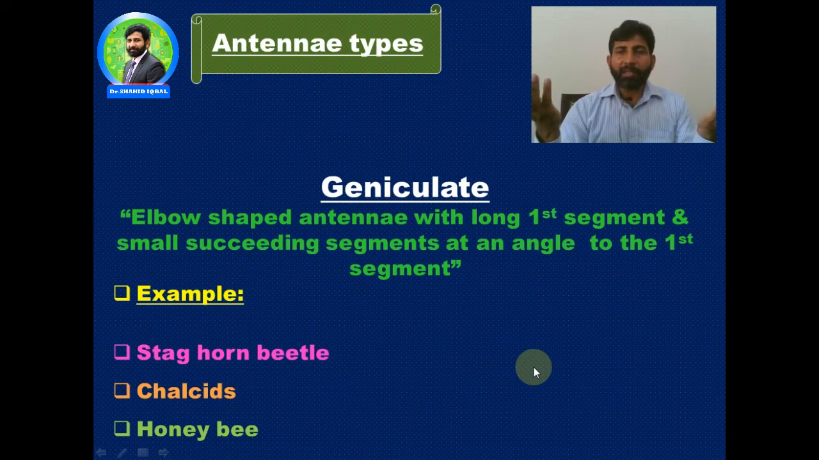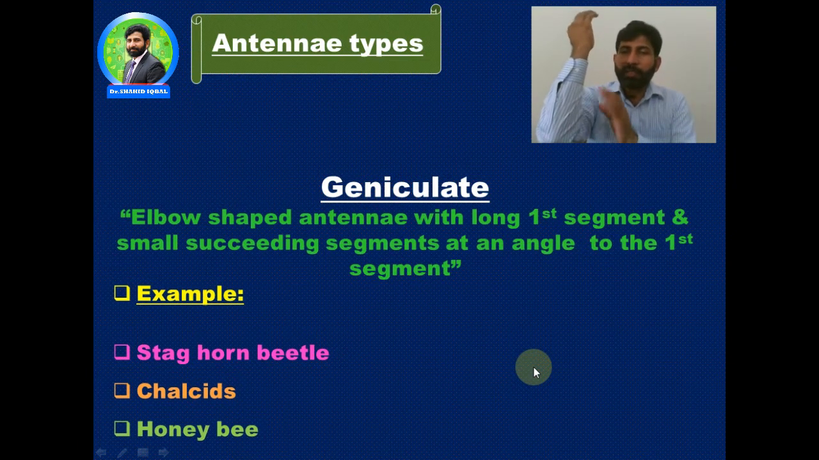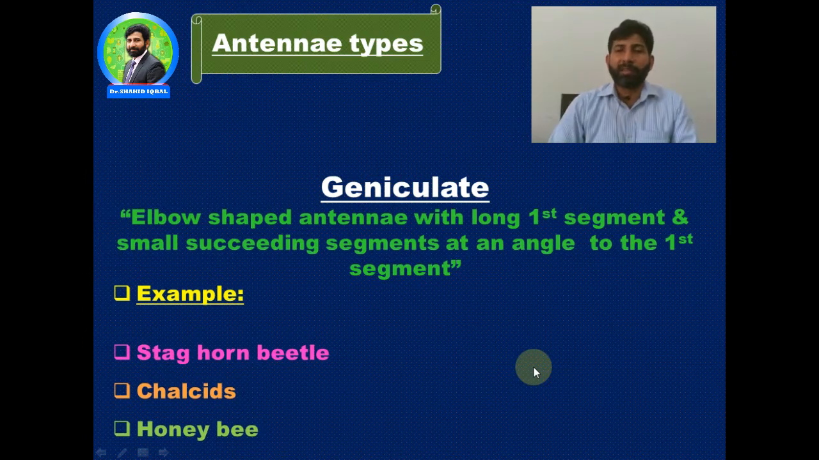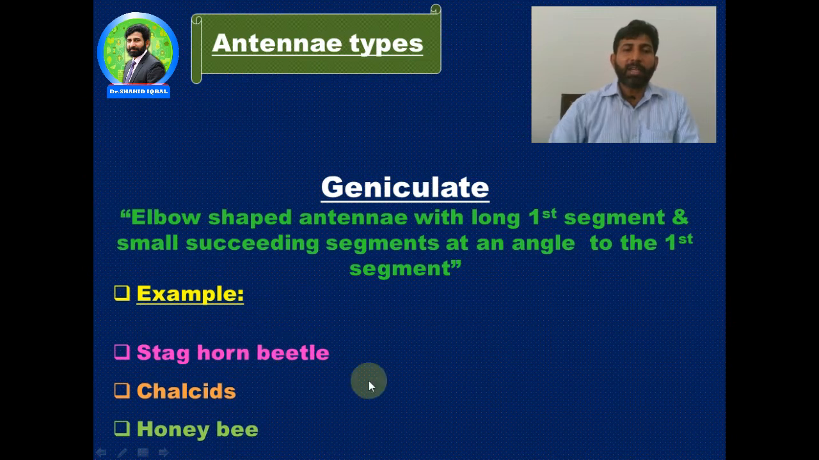Another type of antennae, geniculate. This is the elbow-shaped antennae with the first long segment and the small succeeding segments at an angle to the first one. It means it is shaped like an elbow, but here the basal segments are very uniform, and the terminal segments succeedingly become small and sit at a right angle to the first segment. This condition exists in the staghorn beetles, chalcids and the honeybees.